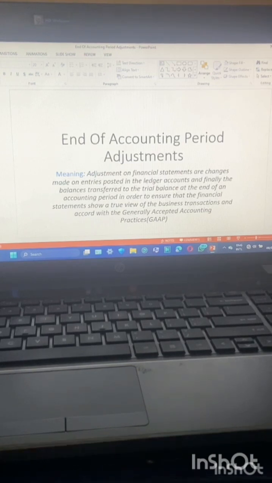These adjustments are made after those balances were transferred to the trial balance at the end of the accounting period, in order to ensure that the financial statement shows a true and fair view of the business transaction. So the reason why we make adjustments is to ensure that the statement of financial position as well as the statement of comprehensive income shows a true and fair view of the business transaction, and is in accordance with generally accepted accounting principles.